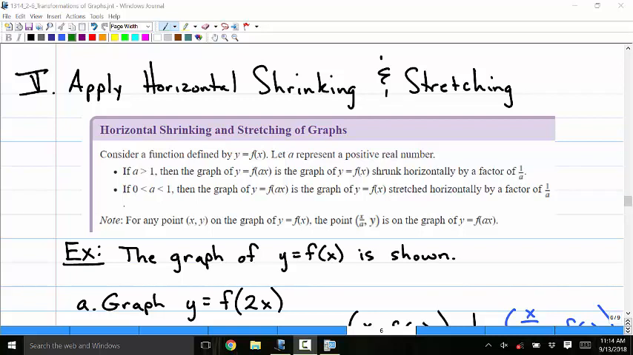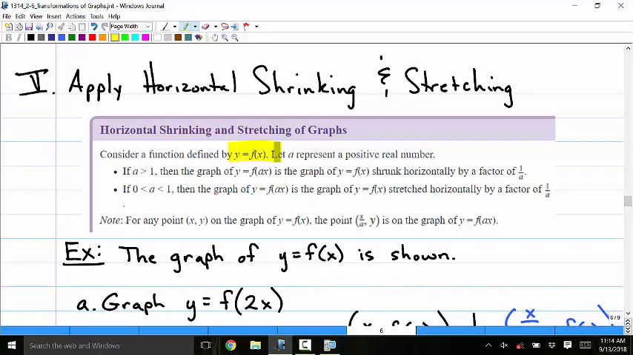Okay, we talked about vertical shrinking and stretching. You grab the ends of the graph, and if you stretch it, you're going to make it closer to the y-axis, versus if you shrink it, you push it down closer to the x-axis. It gets farther away from the y-axis. Now let's talk about horizontal shrinking and stretching.